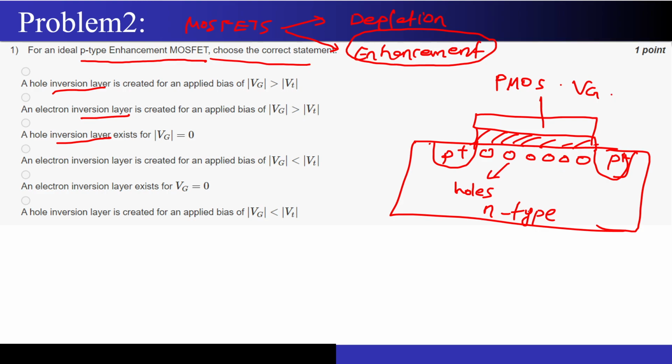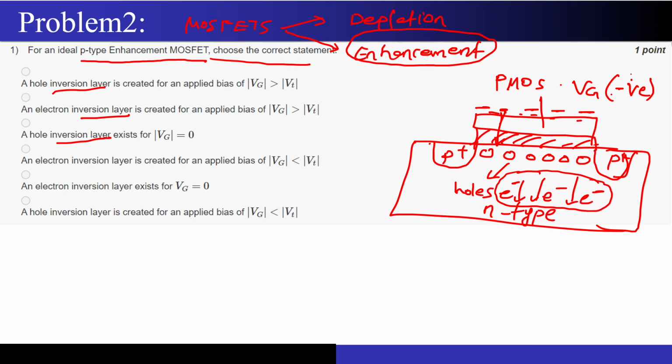And to create a depletion region I have to push away the electrons. There were a few electrons before creating the inversion layer, and I wanted to push the electrons into the bulk region. The only way I can do that is by applying a negative voltage. The moment I apply a negative voltage over here, what is going to happen? The negative charges accumulating on this metal plate will push these electrons into the bulk region, and I will get the depletion region.